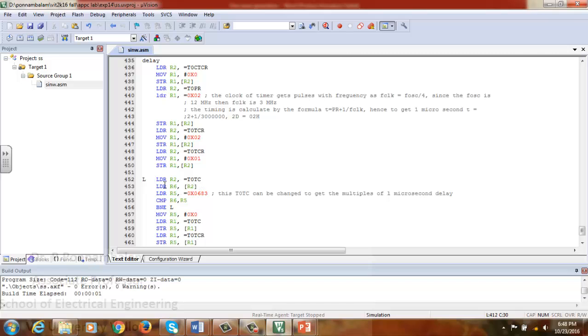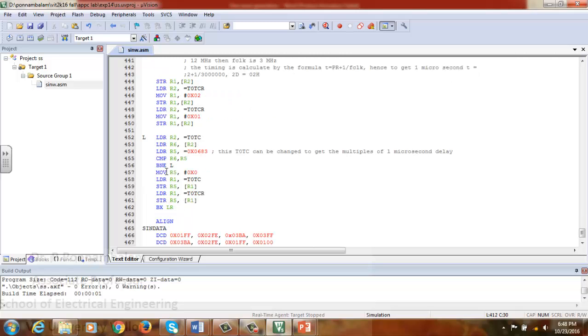T0TCR, I'm making it reset, then start using 2 and 1, and T0TC, as I've already told you, I'll be fetching using the instruction LDR R2, =T0TC. The value is fetched into R6, then I'm putting a value of 0x683. This 0x683 is in hexadecimal, and its equivalent decimal value is 1667. Since we need 1.667 milliseconds, we feed in the value 0x683. R5 is compared with the fetched value from T0TC, and this happens again and again. It comes out of this loop when the value reaches 1.667 milliseconds, and after it has come out of the loop, it clears the values of T0TC and T0TCR. I move 0 into R5, and R5 is stored inside T0TC and T0TCR so that the timer is cleared, and it returns back.